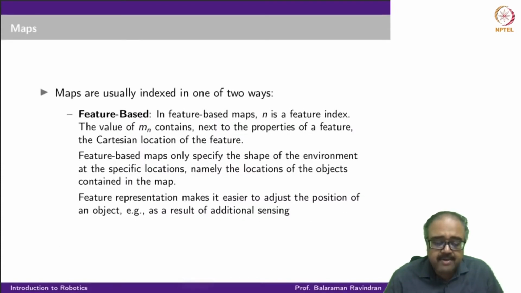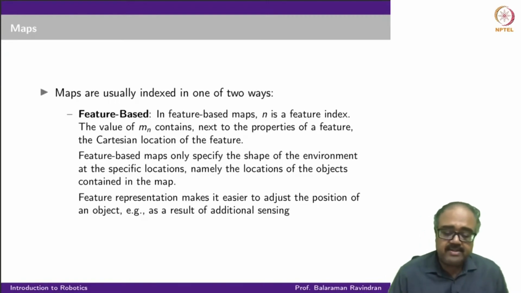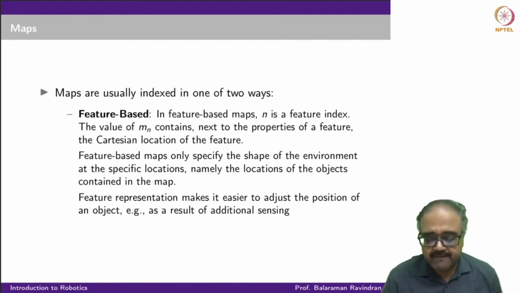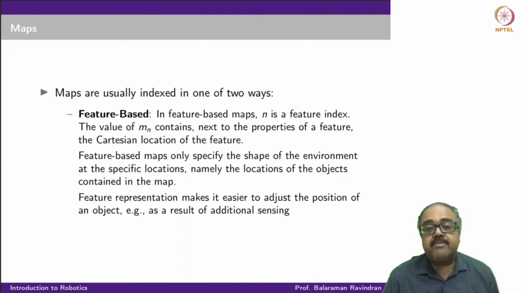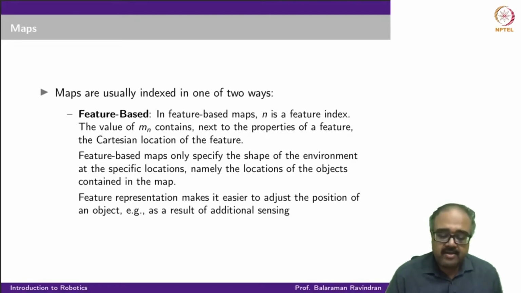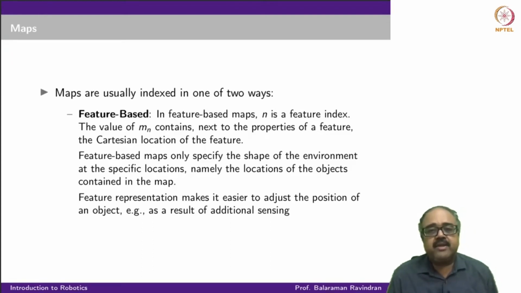The mapping is done in two ways. This list of objects that we talked about could be a feature-based map. In a feature-based map, n is some kind of feature index. Features could be the different objects in the environment, positions of walls and partitions and so forth. The value of m_n, remember m_n is the nth object, contains, other than the properties of the feature, the Cartesian location of the feature in the workspace.